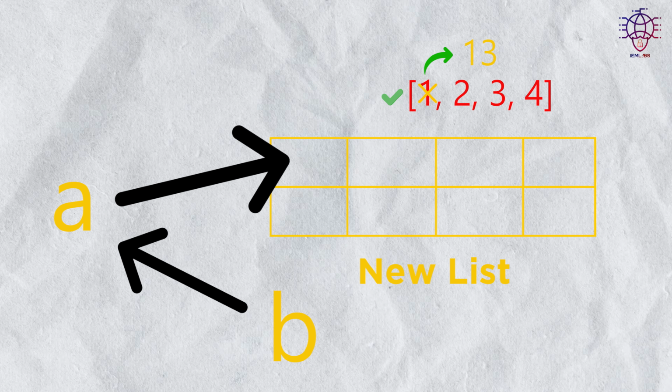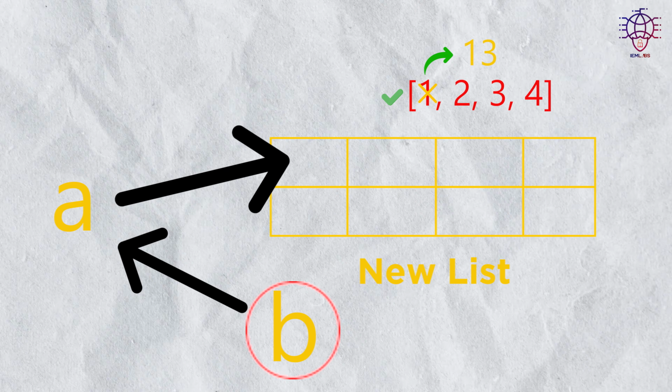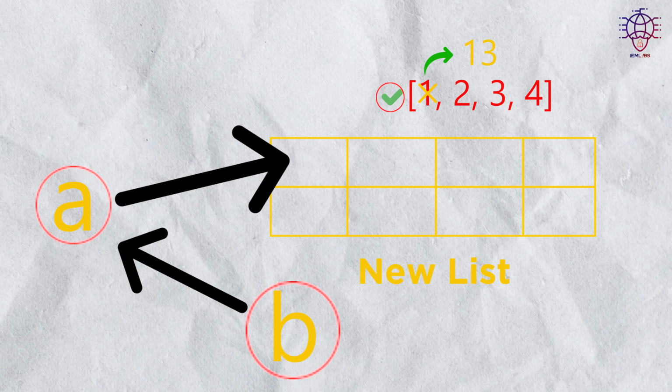Alright. And when I tell Python to print B, it looks for B. B is pointing to A, A is pointing to the same list. And that is exactly why we are getting this same output.